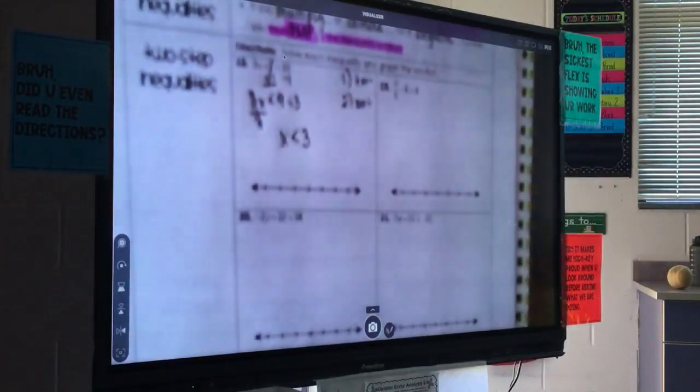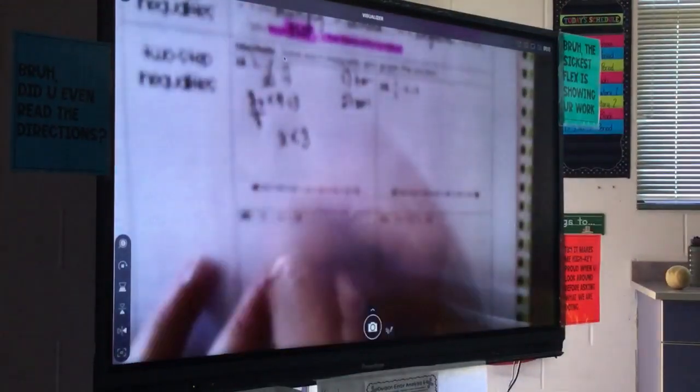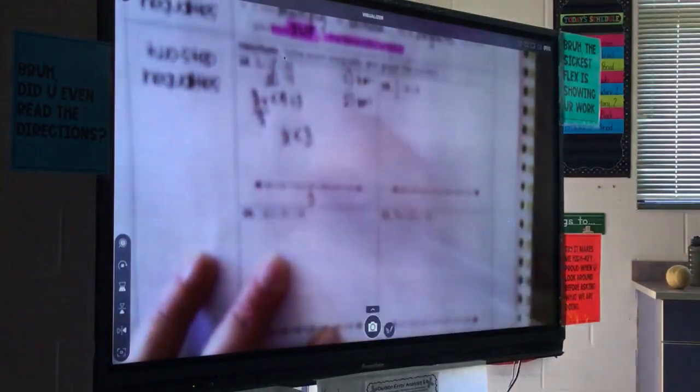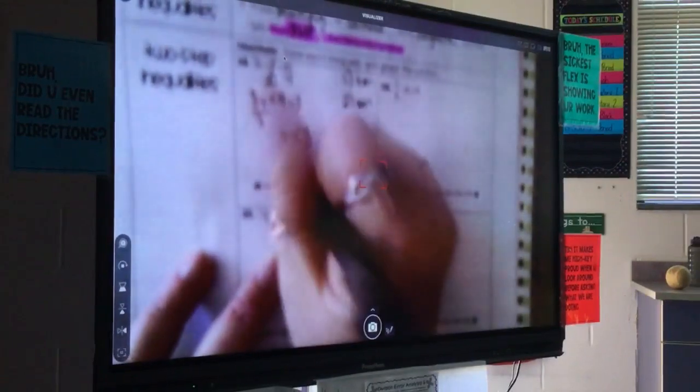So now I'm going to graph that as well. Open circle or closed circle? Going to the left or to the right?